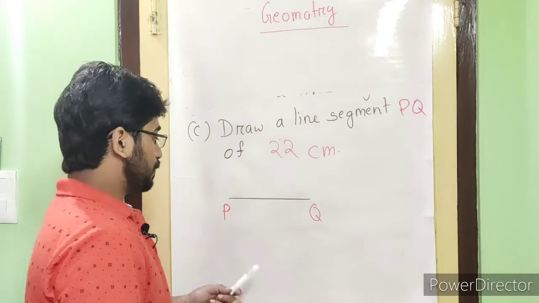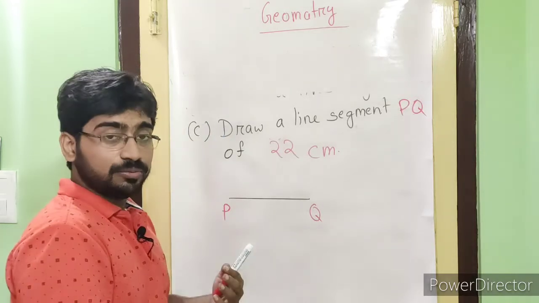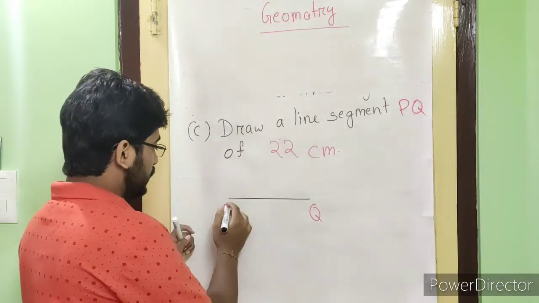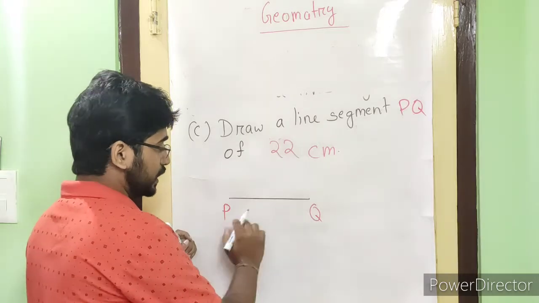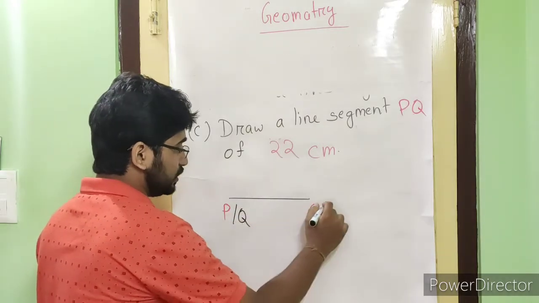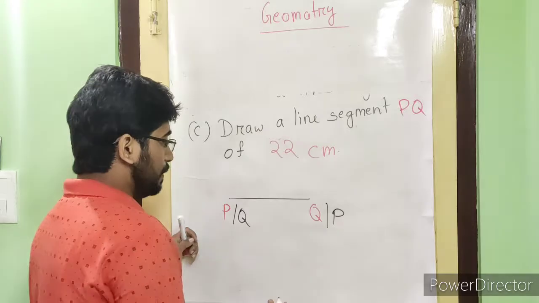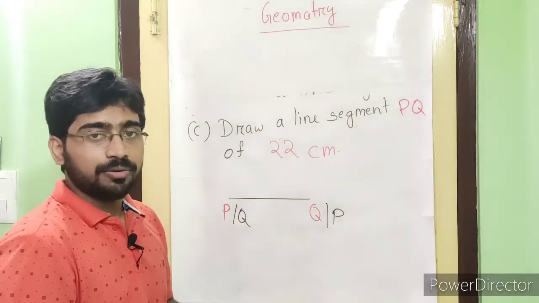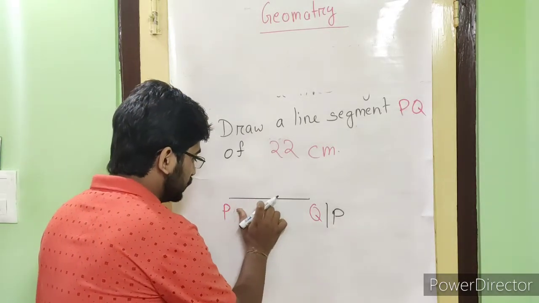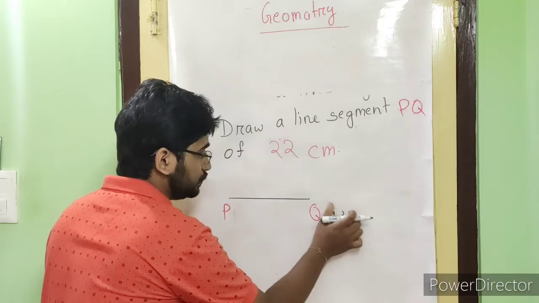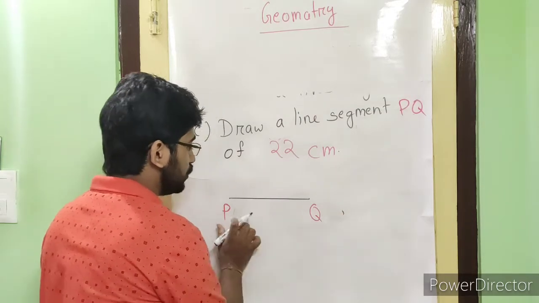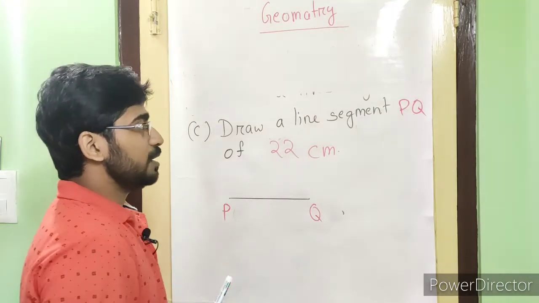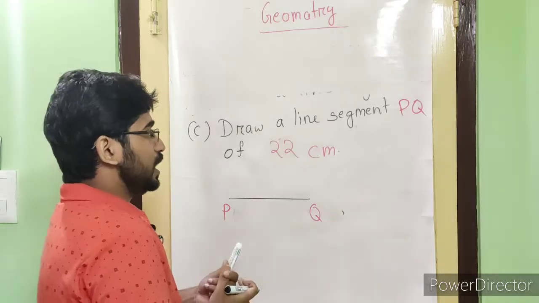Okay, now something we need to know: instead of writing P here and Q here, we can write it in this way also, Q or P. But as we are starting now, we will go for the simple one. This one is simple because P and Q are coming in their respective order.